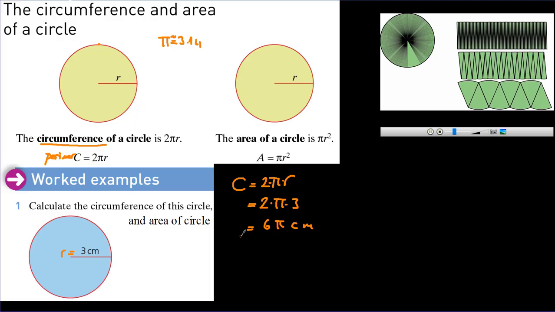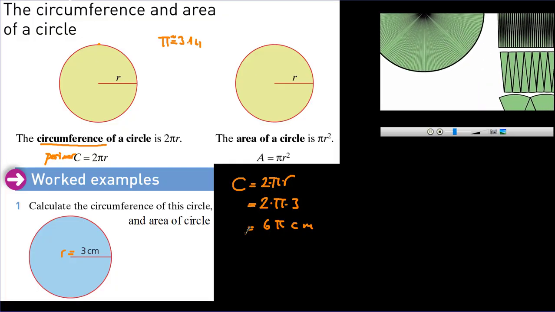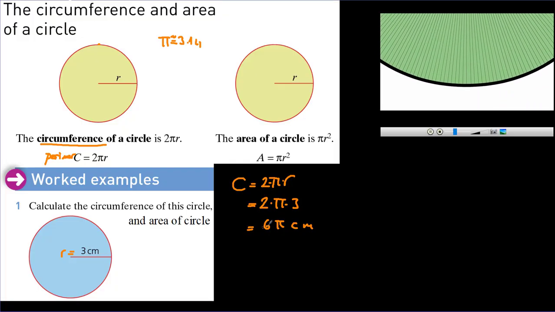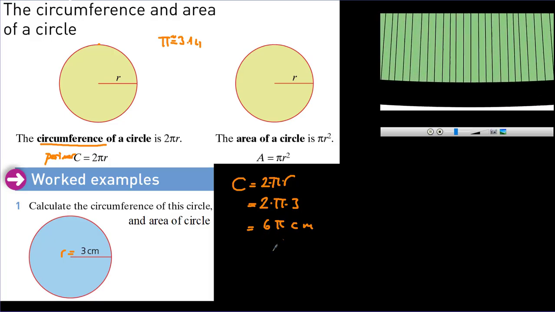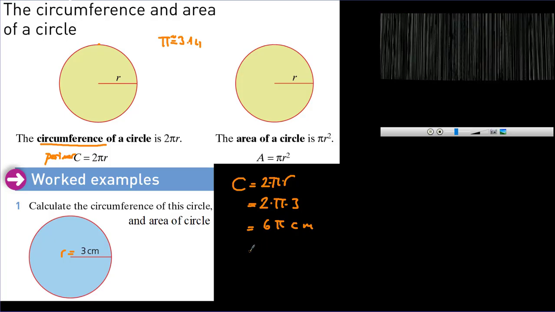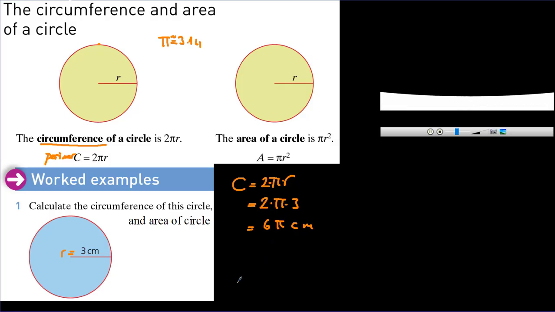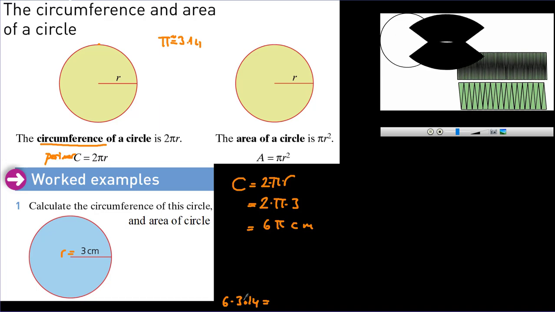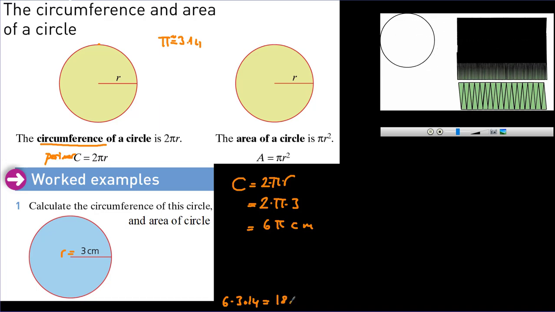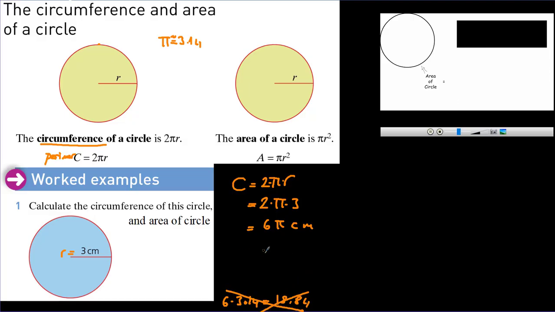6 times 3.14, which is approximately 18.84. But we are not converting to 3.14. We are not doing these operations like this here. As much as possible we are keeping pi as pi, and we are going to finish our operation like this.